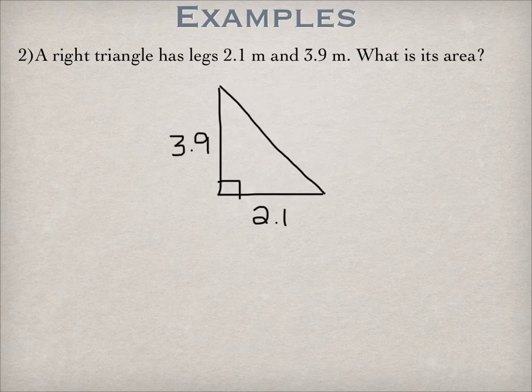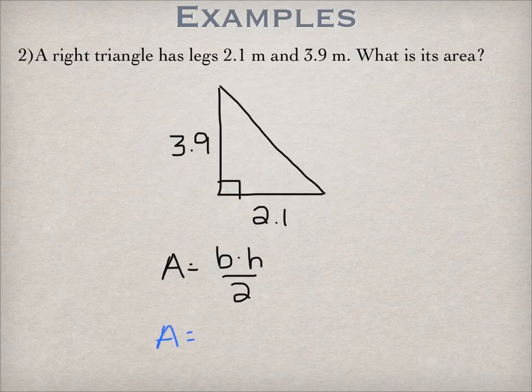Okay? Because when I go to do the area, and I'm doing base times height divided by 2, I know that these two numbers have to be my base and my height because they make a right angle. So all I have to do is 2.1 times 3.9 divided by 2. It's going to take me a minute to calculate that, so you start typing away and see if you can calculate it.